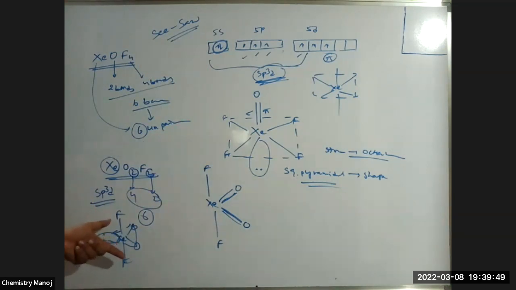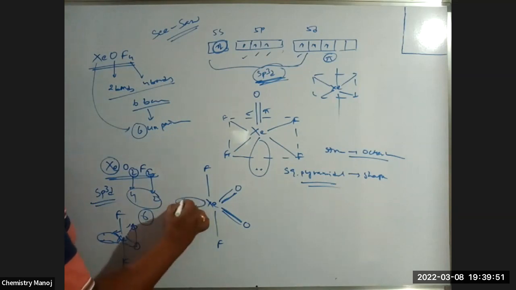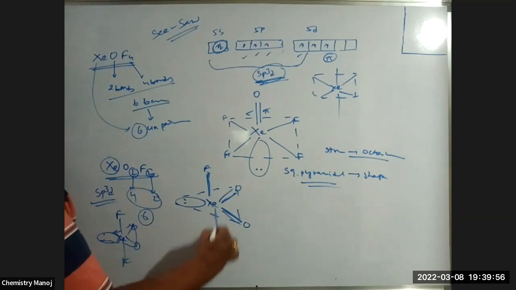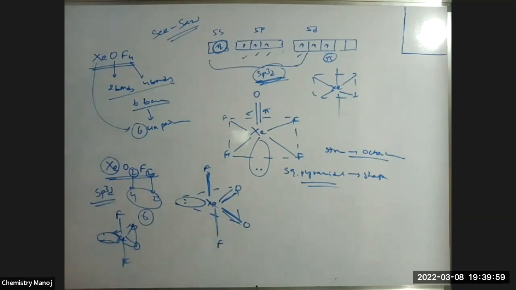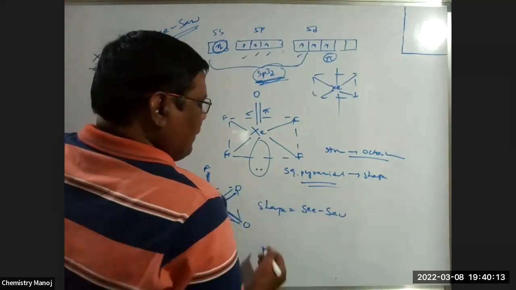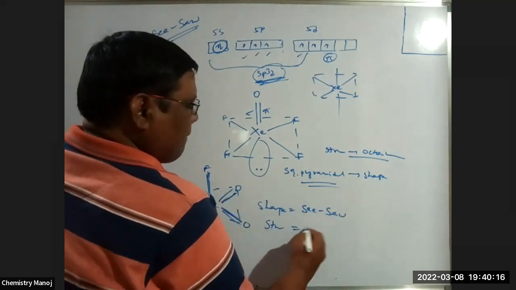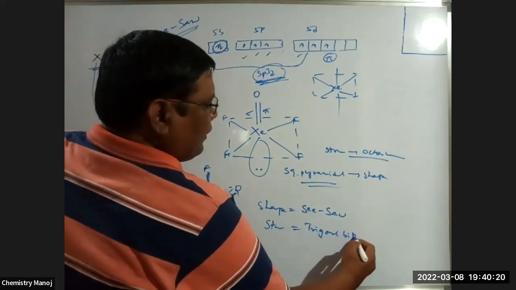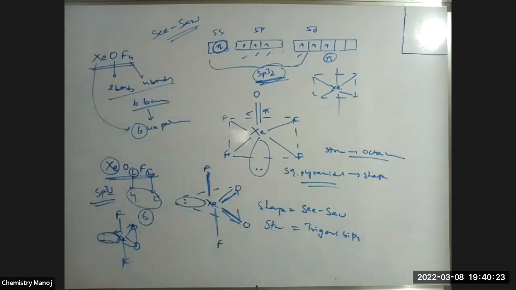Therefore, structure is trigonal bipyramidal. So this is the lone pair, my dear. This is trigonal bipyramidal, but the actual one is the seesaw shape. Now, what is the shape of XeO2F2? It is a seesaw shape. Structure is trigonal bipyramidal.